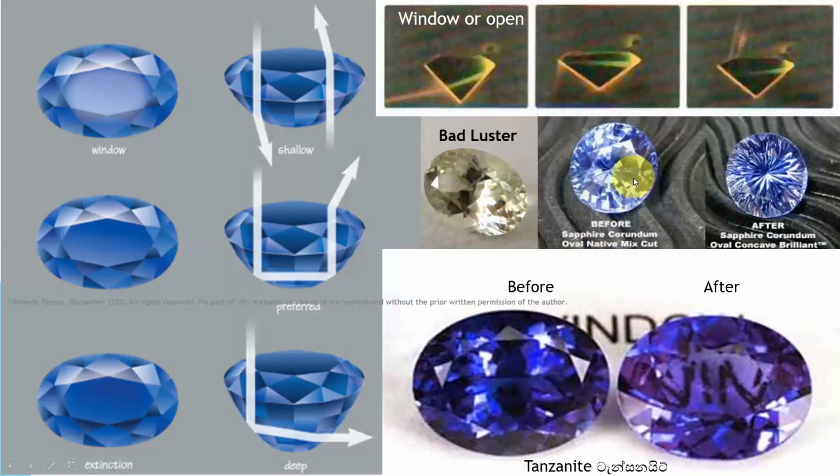Look at here. Before, sapphire corundum. Oval native mix cut. Look at the stone. You can see some bottom facets are open. So light goes through here, here, and here. Can you understand? This is the place. Open window is here. So we have to repair this. When it is repaired, it comes like this. No problem here. After repairing, it is giving the best luster.